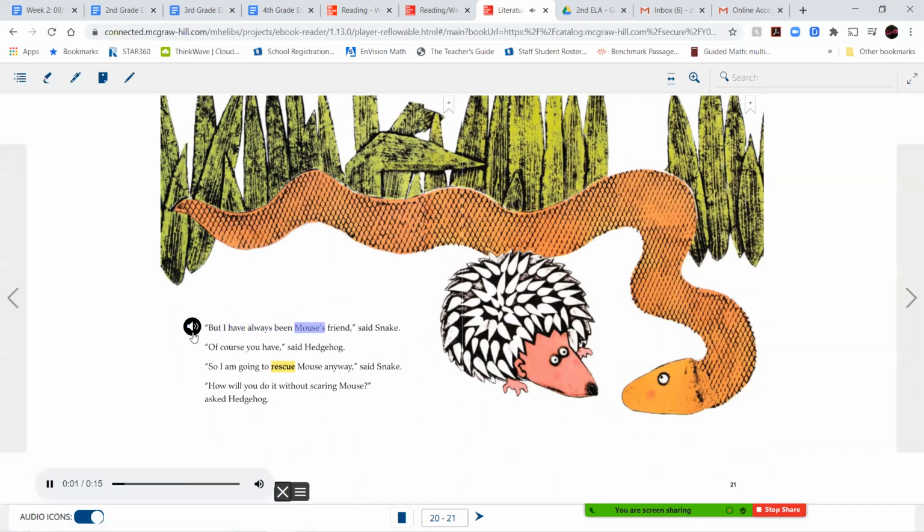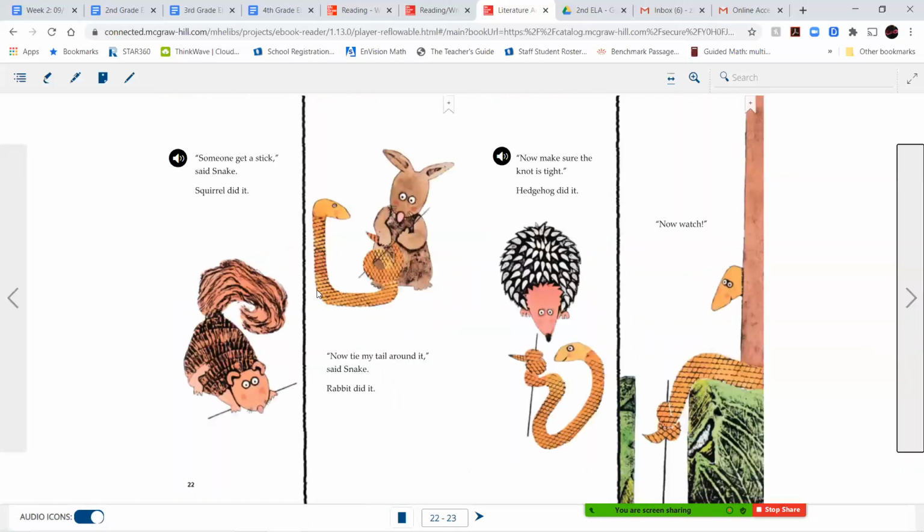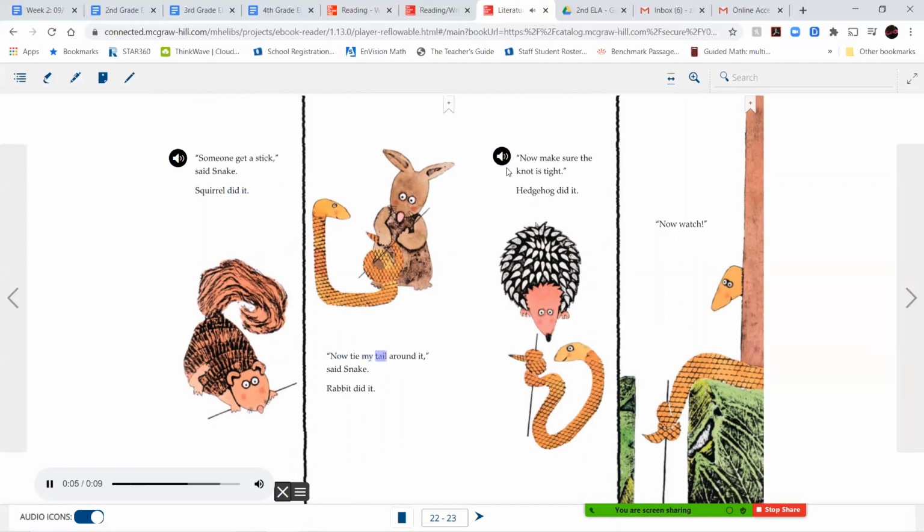"But I have always been Mouse's friend," said Snake. "Of course you have," said Hedgehog. "So I'm going to rescue Mouse anyway," said Snake. "How will you do it without scaring Mouse?" asked Hedgehog. "Someone get a stick," said Snake. Squirrel did it. "Now tie my tail around it," said Snake. Rabbit did it. "Now make sure the knot is tight." Hedgehog did it. "Now watch."